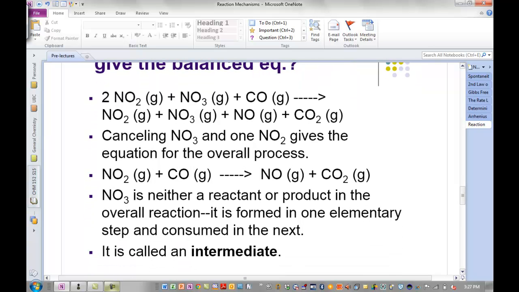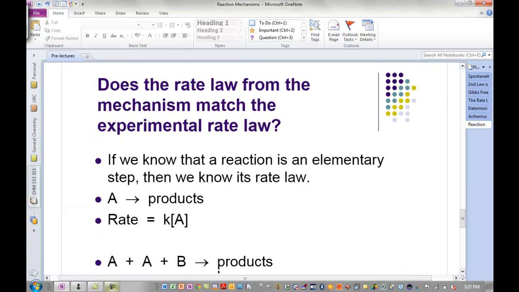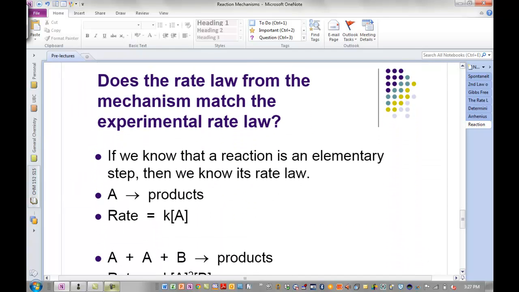We did talk about intermediates. NO3 is formed and then it's consumed. That's called an intermediate. But then here's the next part. Does the rate law written from the rate determining step match experimental?